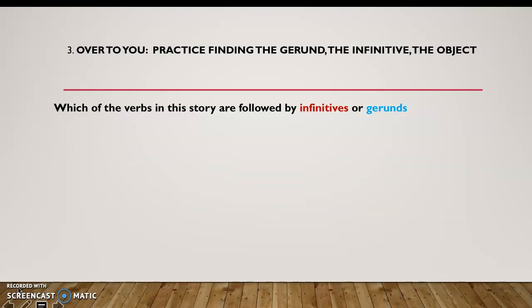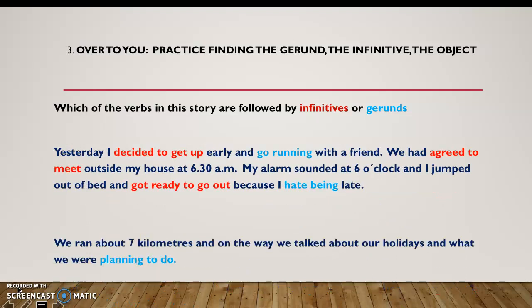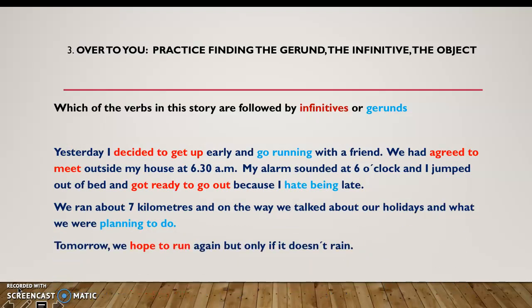Which of the verbs are followed by infinitives or gerunds? The infinitives I've marked in red and the gerunds in blue. Did you get the same as me? You see, decide to get up. Decide is followed by an infinitive. Go running, go is followed by, when it's a verb, the gerund. Agree to is followed by infinitive. Now this is very confusing because you think, well, why is that followed by agree to, not agree meeting? And I hate being late. I'm planning to do.